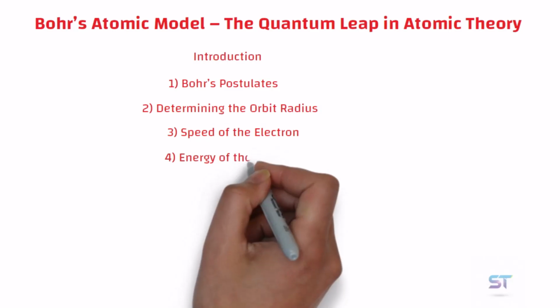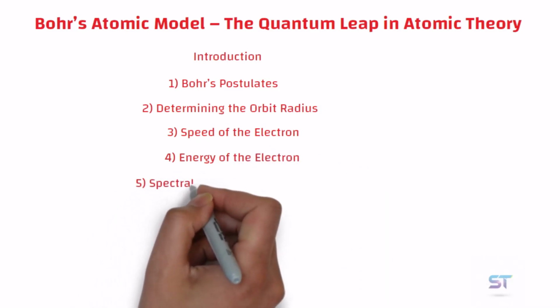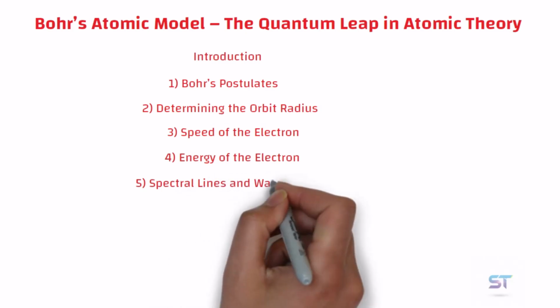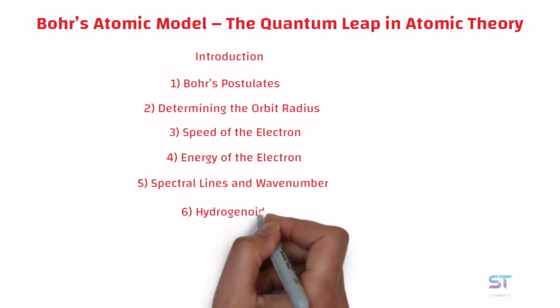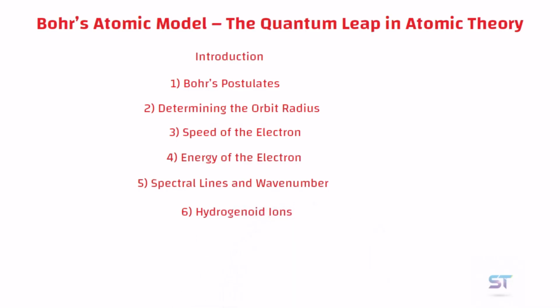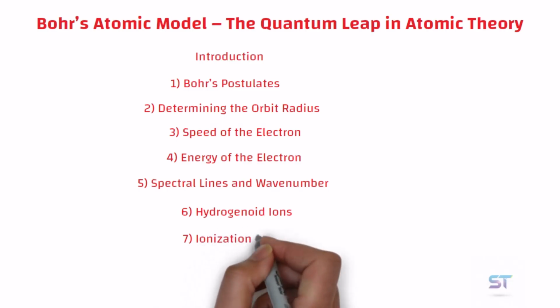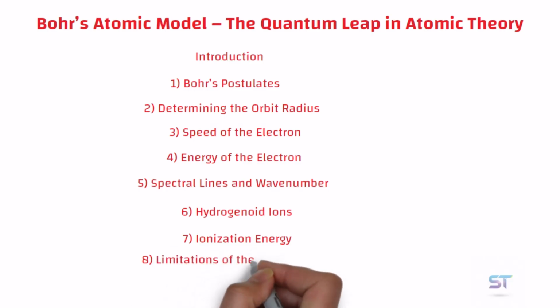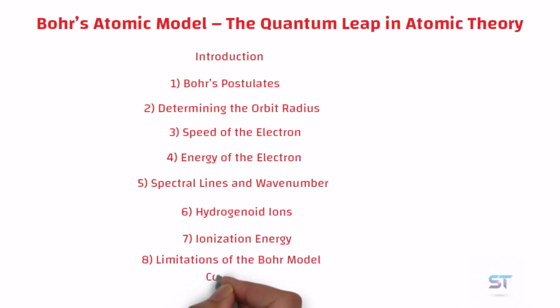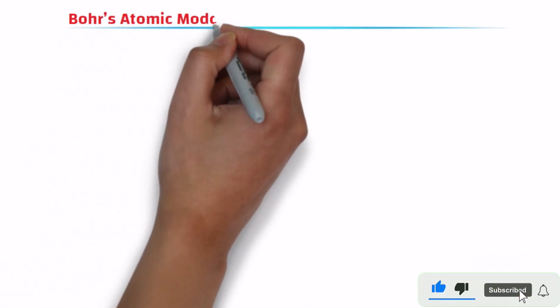We will see how to compute the energy of the electron and how transitions between levels create spectral lines and wave numbers. Then we extend the model to hydrogen-like ions, atoms with a single electron. We also determine the ionization energy, the energy needed to remove the electron completely. Finally, we discuss the limitations of Bohr's model, and in the end, a short conclusion to tie everything together.